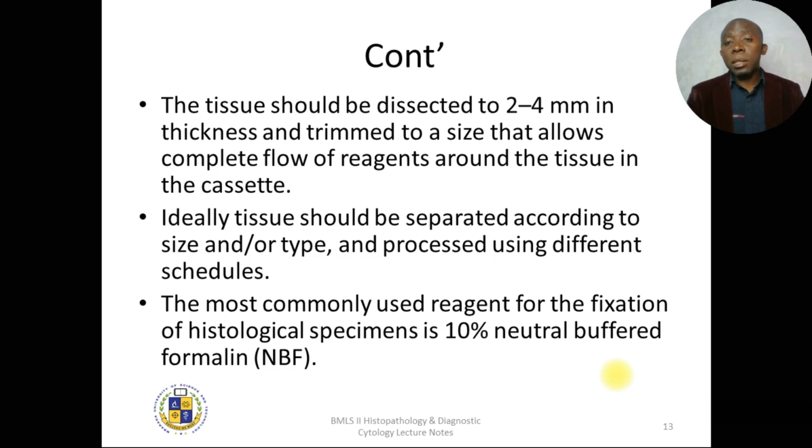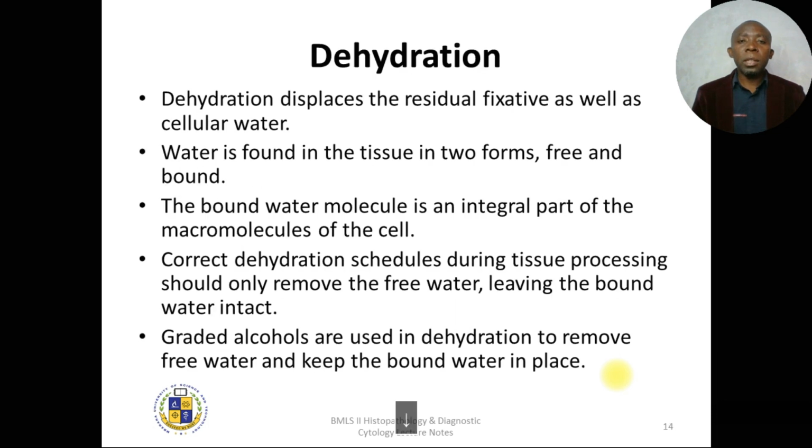The tissue should be dissected to about 2 to 4 millimeters, which is the optimal size so that the fixative can easily penetrate the tissue and fix it well. Bigger sizes of tissue will take long to be fixed, or complete fixation may not be achieved. And as we talked about last time, when the tissue is not fixed well, the staining will also become hard.